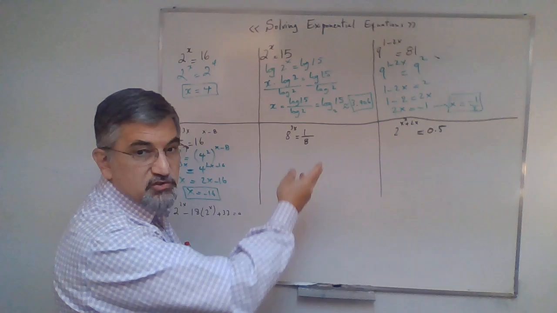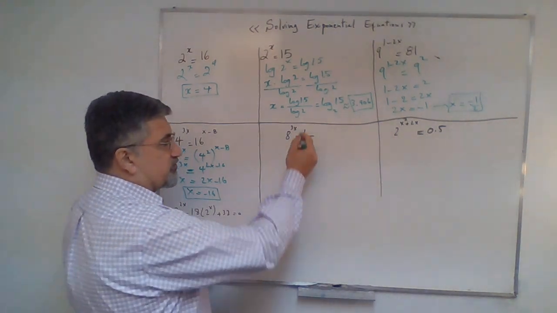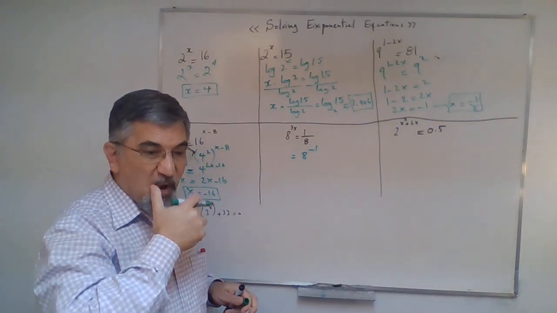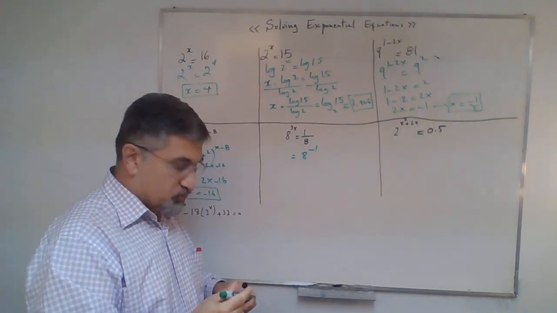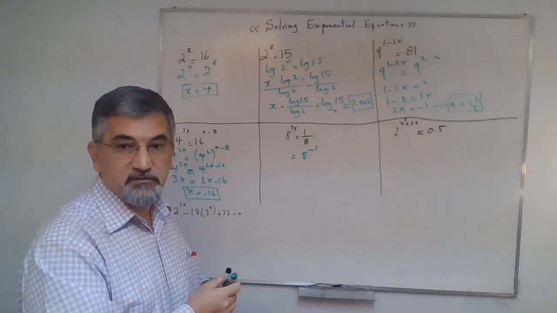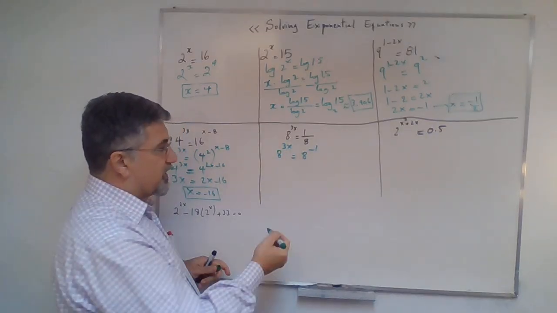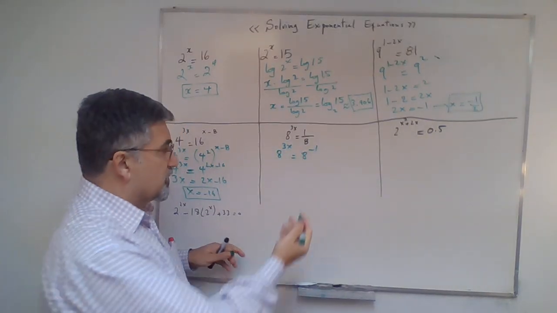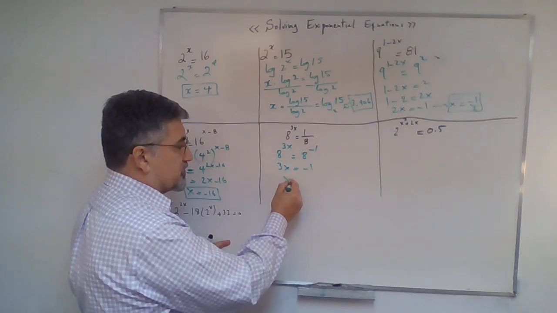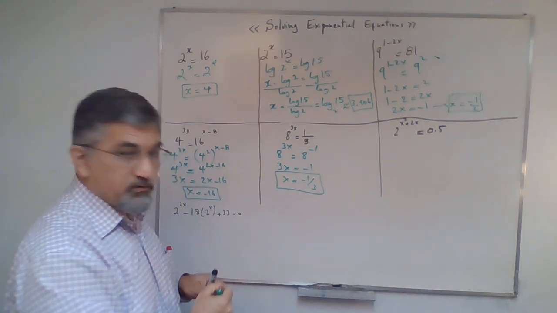Next one has a fraction on the right-hand side. We never had a fraction, but we're not scared of fractions because 1 over 8 is actually 8 to the exponent of negative 1. We need to know exponent laws from junior grades of high school. Otherwise, we can't do advanced math. So basic things we need to know. So 8 to the exponent of 3x equals 8 to the exponent of negative 1. Again, you see that the bases are the same. So you're going to set the exponents equal, and the answer is x equals negative 1/3.